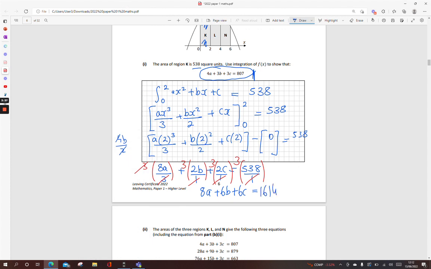Still not looking like it. But if we were asked to simplify that down, we would divide everything by the highest common factor, which is 2. And when we divide it all by 2, we get 4a plus 3b plus 3c is equal to 807. So that's that first bit done.